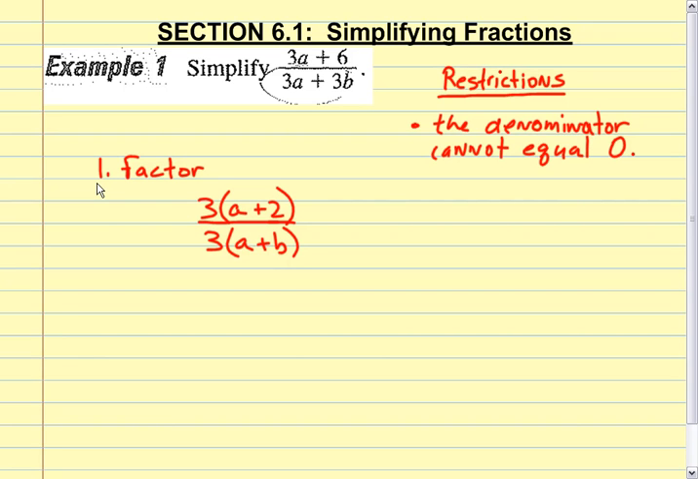I can only cancel things that are being multiplied. Do you see 3's being multiplied by that and 3's being on top and bottom? Is A being multiplied to 2? No. There's a plus sign between them. I can't just cancel those A's. We'll come back to that though. Okay? Now, the second thing I need to do is state the restrictions.